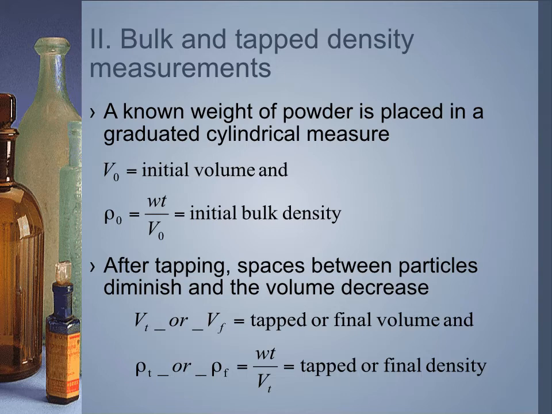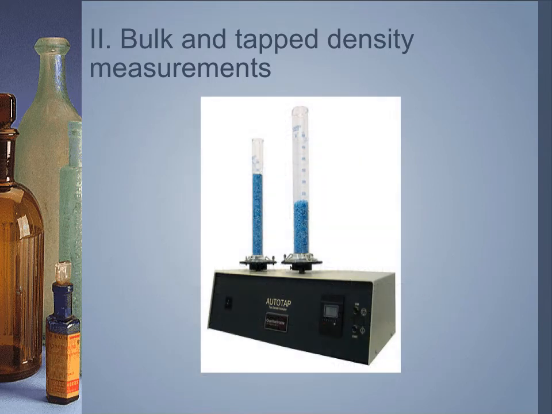From the initial volume, which is V node, you can calculate the initial bulk density. Like any density, rho equals W over V, density equals weight over volume. So for the initial volume, rho node equals weight over V node. For the tapped density, rho T equals weight over VT. And of course, in both cases you are using the same weight, which is the weight of the powder that you place inside the cylindrical measure.